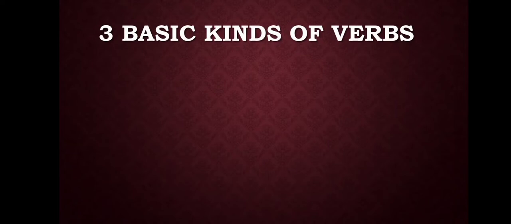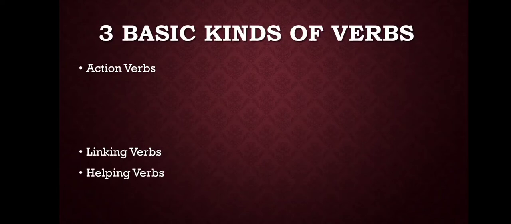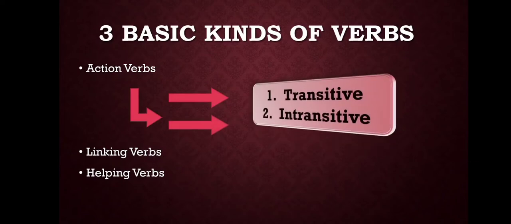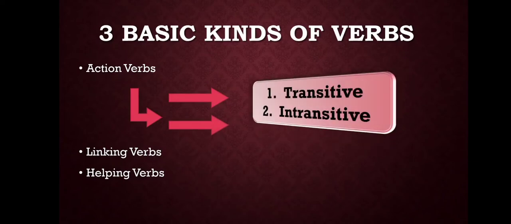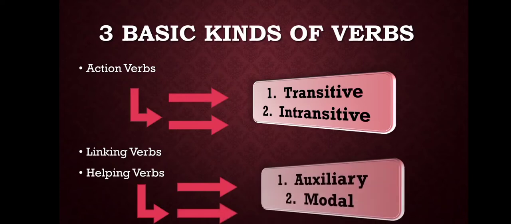So just to start with the three basic kinds of verbs. Do you know that the verbs have only three basic kinds, and these are action verbs and linking verbs and helping verbs. Action verbs have further been subdivided into two categories, and these are transitive and intransitive verbs. Linking verbs are only one in their own form, and helping verbs are further divided into two types, and these are auxiliary verbs and modal verbs.